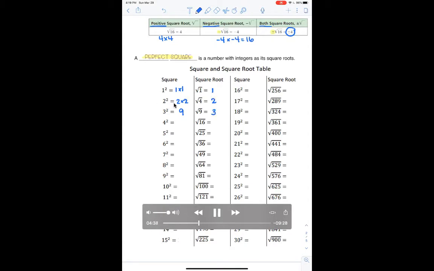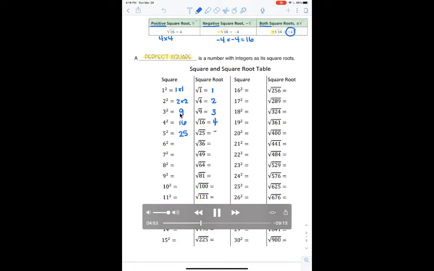2 squared significa 2 por 2. So, 2 por 2 es 4. Entonces, si te pregunto el raíz cuadrado de 4, la respuesta sería 2. And you can see going down the line.